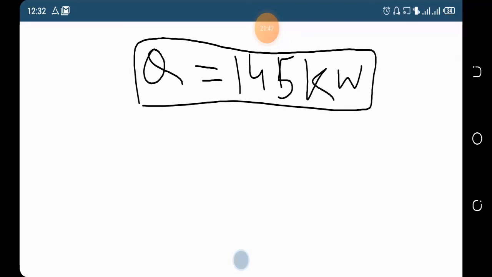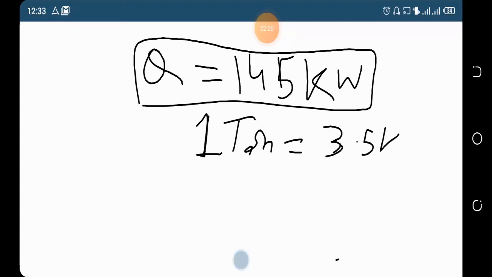But for cooling capacity, normally ACs are termed in tonnage, so we have to convert this kilowatt into tonnage. I'm not going to derive it, I just directly take the formula. 1 ton of AC, your home AC or any cooling capacity device, is equal to 3.5 kilowatt. Okay, so 1 ton is 3.5 kilowatt.